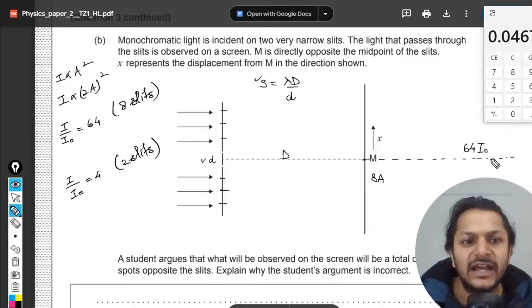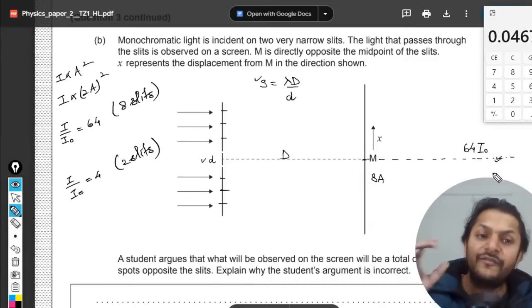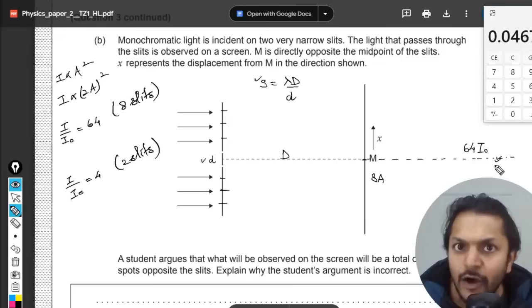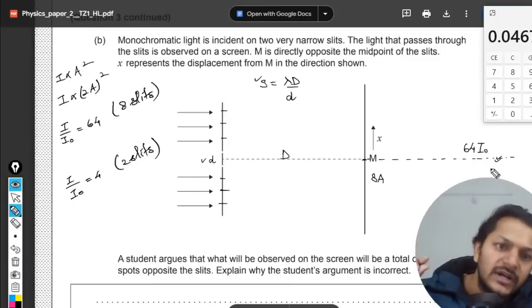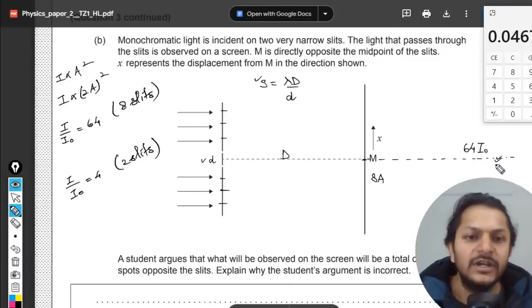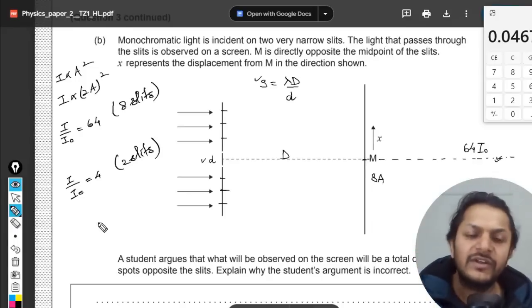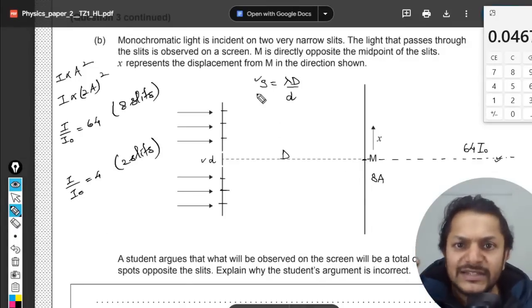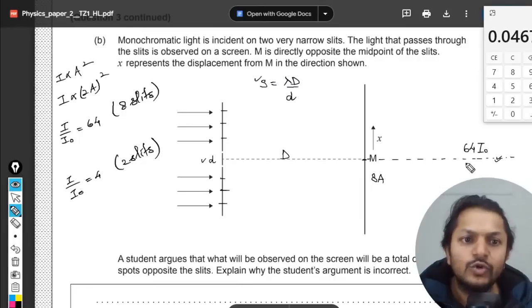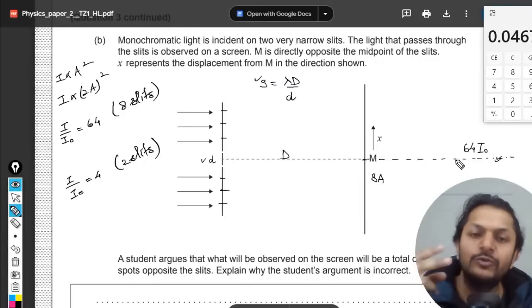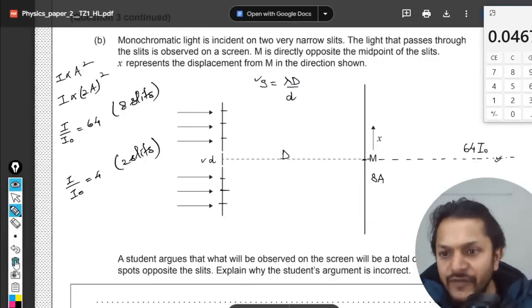Only the central maximum would have a very big intensity now. It will be a very, very sharp intensity. So, the question was, what will change and what will not? Point number one, the spacing will not change. And point number two, the maximum intensity is going to become 64 times, so it will be very high.